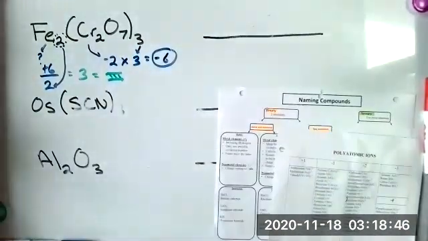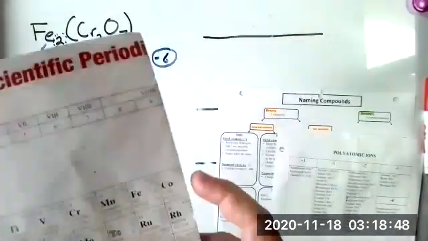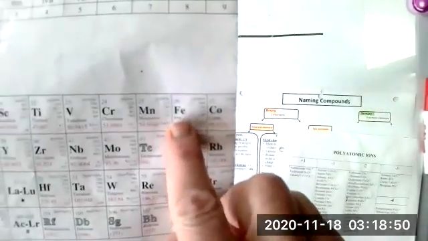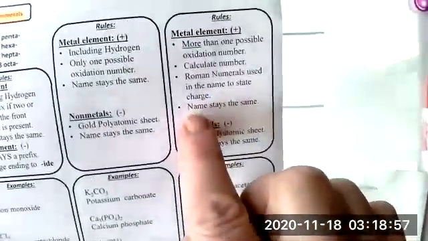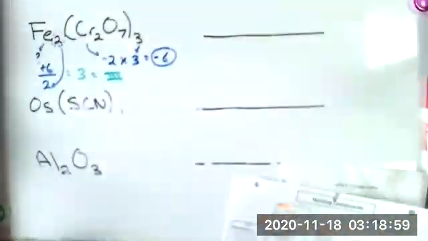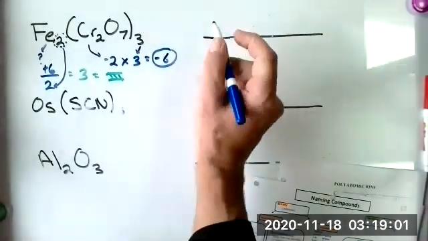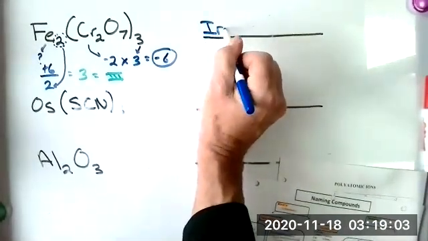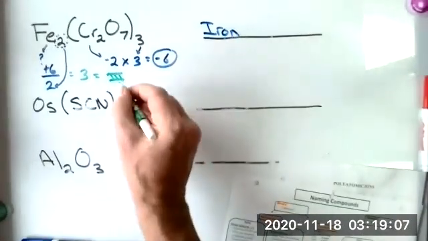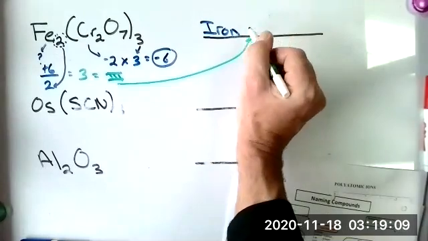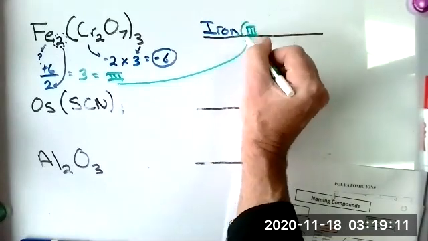Fe. There he is. His name is Iron. That's nice to know because his name will simply stay the same. Fe is Iron. Grab that Roman numeral and place it right after the metal and wrap it in parentheses.